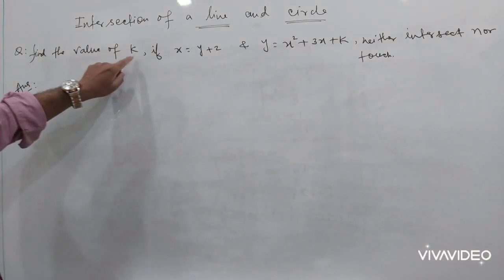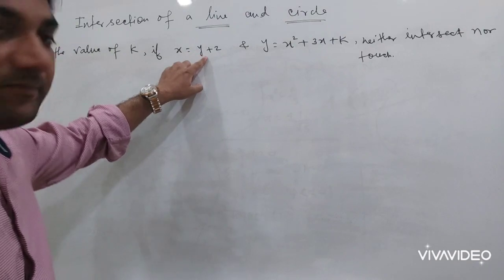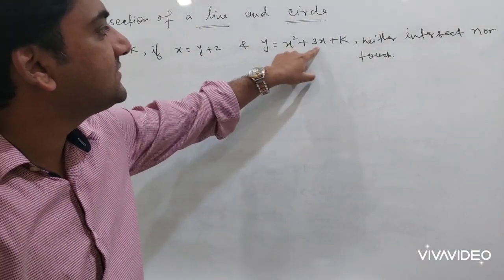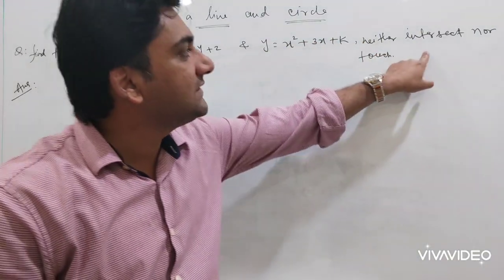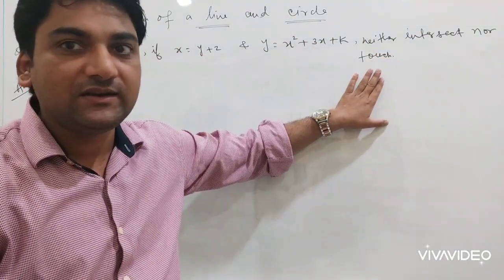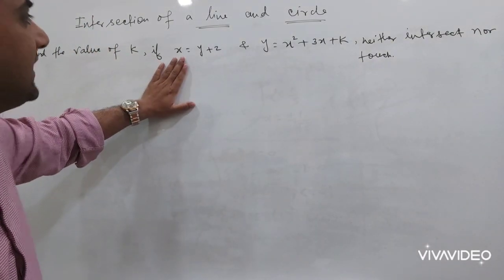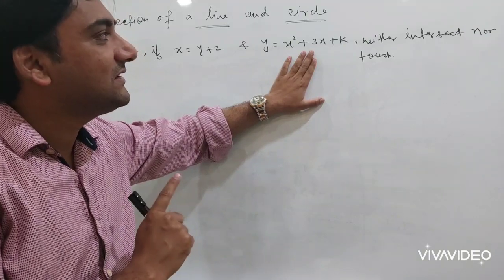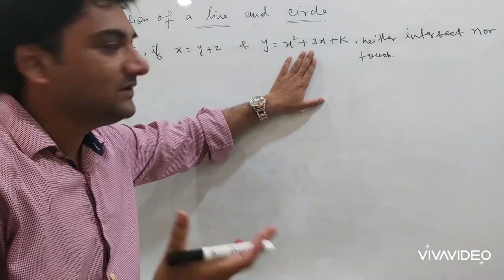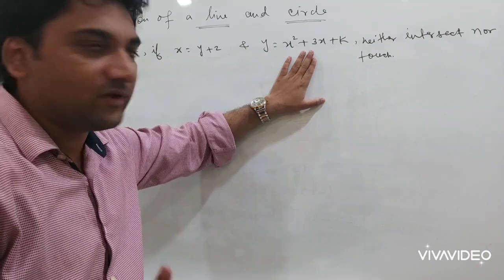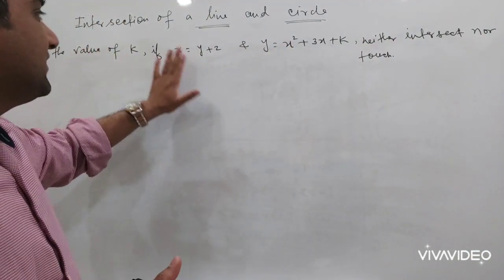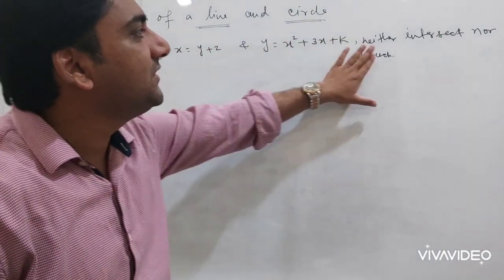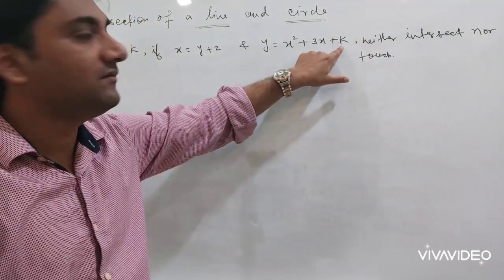Find the value of k if x equals y plus 2 and y equals x square plus 3x plus k neither intersect nor touch, right? So this is a line and this is of course not a circle, but this can be any polynomial, any curve. Anyways, there is no problem. What's the question? This line and this curve neither intersect nor touch. Then we have to find the value of k.